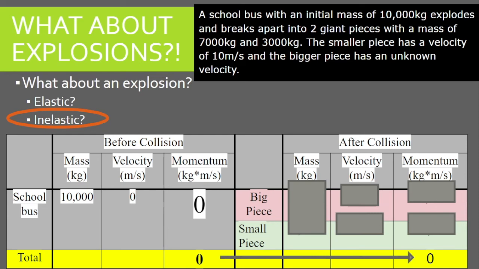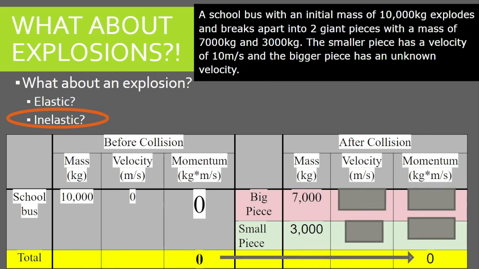Now let's identify what the masses are. The bigger piece had a mass of 7,000 kilograms, and the smaller piece had a mass of 3,000 kilograms. The final velocity of the small piece, it tells us, is 10 meters per second, so we can go ahead and put that there. To figure out the momentum, we just need to multiply the mass times the velocity. So 3,000 times 10 gives us 30,000 for the momentum after the collision for the small piece. We know that the total momentum should equal 0. So what does that mean? If the small piece's momentum is 30,000, the big piece needs to have a momentum of negative 30,000, because if we add those two together, we'll get 0.